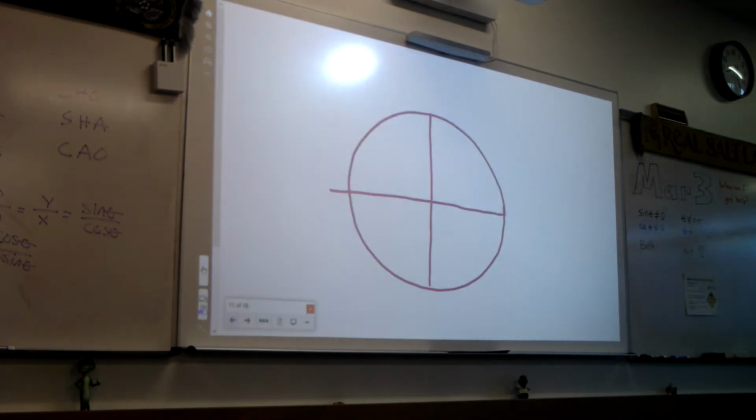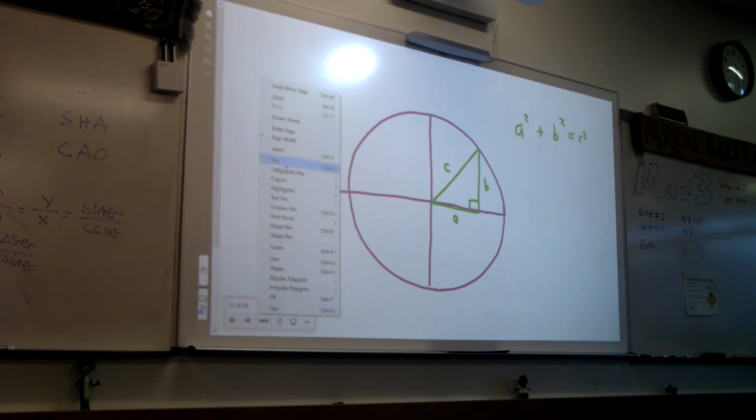Okay, so if I were to look at this and draw a right triangle here, okay? The Pythagorean theorem tells us that if A and B are the legs and C is a hypotenuse, then what, guys? What's the Pythagorean theorem? A squared plus B squared is equal to C squared, right?